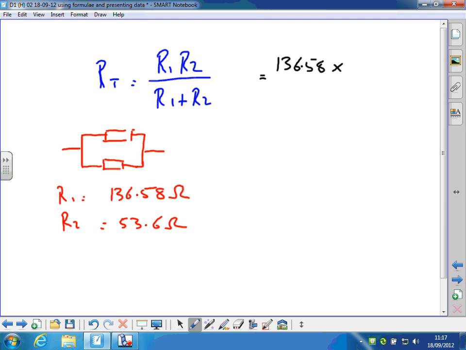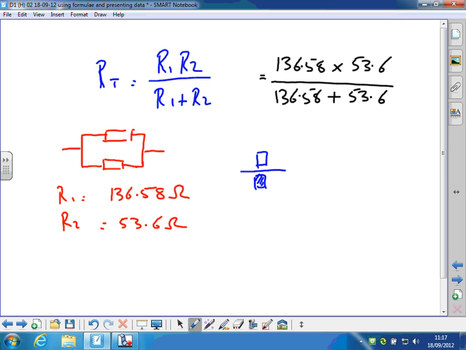136.58 times 53.6 over 136.58 plus 53.6. Product over sum. And now I'm going to do it on the calculator. If you've got a calculator with this fraction button on it, use it. It gives you the option. As soon as you hit that button, you see this on the screen, and you've got a flashing cursor at the top, so you can write the multiplication, and then you scroll down to the bottom on your calculator and put the bottom bit in. So use that button if you have it.